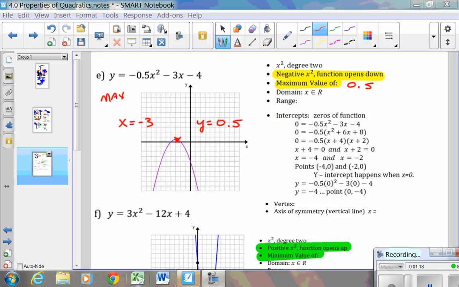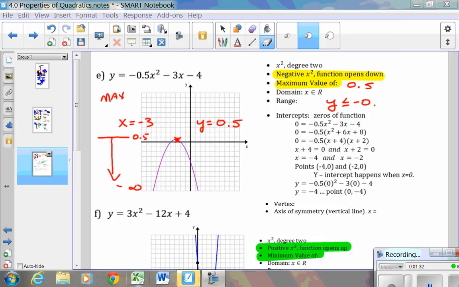Again, we start talking about domain and range. We're talking about all the y values starting from 0.5 and going down to -infinity. The way you tell people that is you say all the y values are less than or equal to, not -0.5, but all the y values are less than or equal to 0.5.